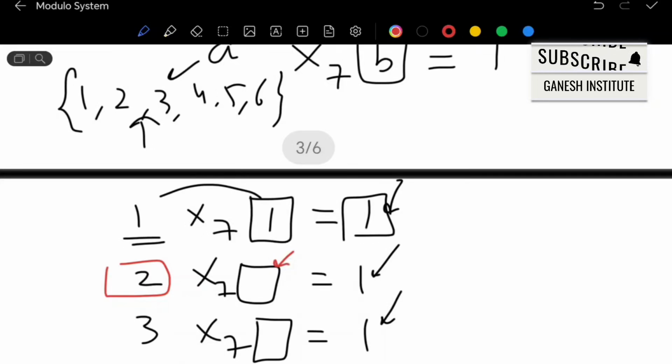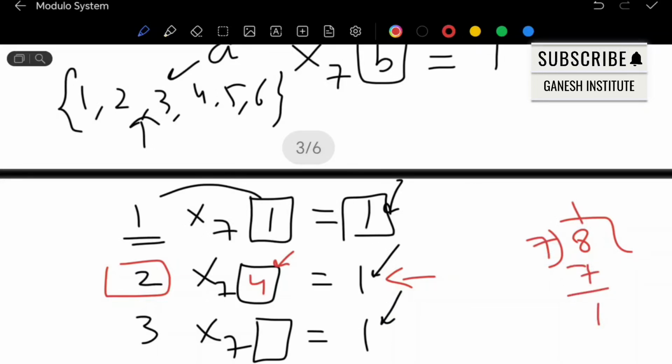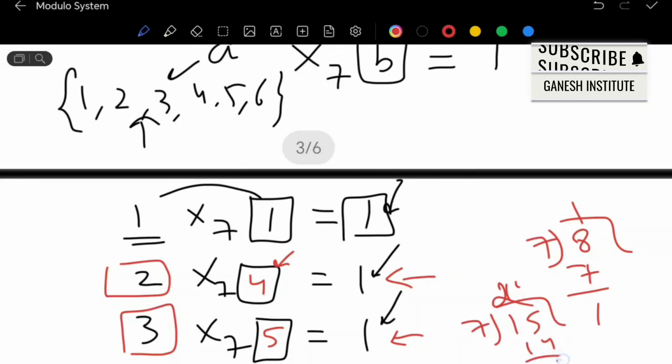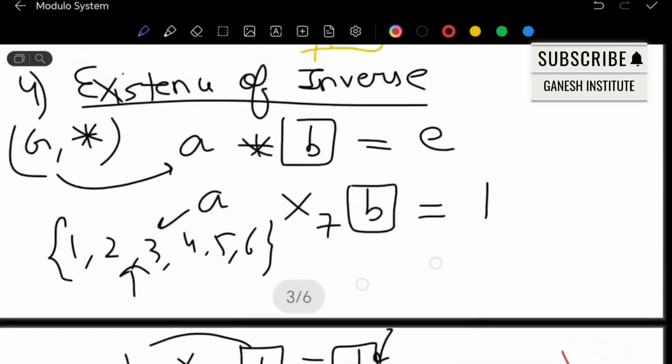Which number has to be multiplied by 2 so as to get 1? It is 4. 2 fours are 8. If you divide it by 7, you will get 1. Correct? What should be multiplied by 3 to get 1? At the place of 3, 5. 5 threes are 15, 7 twos are 14, so it is giving me 1. Correct?